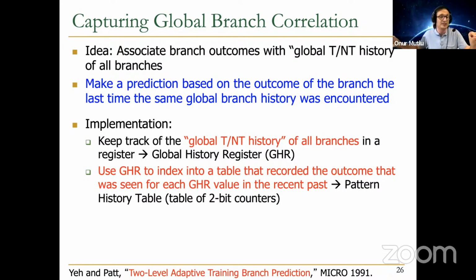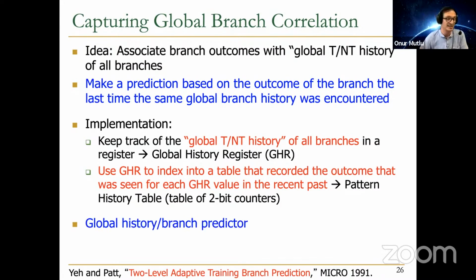It could be a 2-bit counter. It could be a 1-bit counter. We're going to use 2-bit counters. And that was essentially the outcome that we saw the branch took last time this global history was seen. So we're basically correlating the branch outcome with the global history register value, if you will. This is the second table. It's called the pattern history table. It's essentially a table of 2-bit counters. But again, it could be 1 bit, it could be 3 bits, etc., as we discussed.